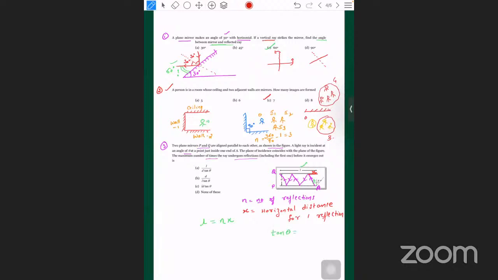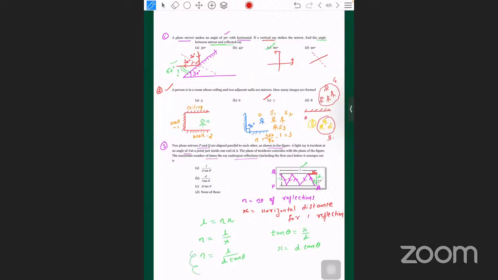diagram? This is given D. What is tan theta? Opposite by adjacent, so x by d. What is x then? So d times tan theta. So n is equal to L by x. What is x? So d tan theta.